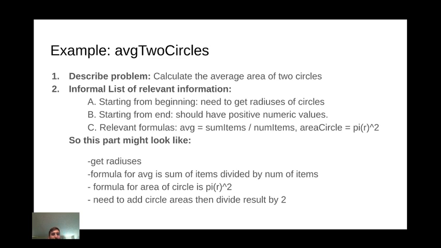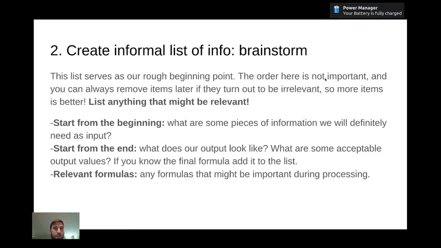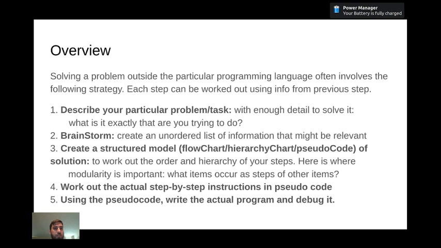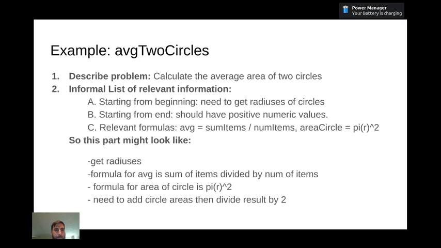Okay, let's take a look at an example of how to do this. So we'll start out. Here's our problem. We want to calculate the average area of two circles. You might want to write this part down. Just take a second and we'll walk through these steps together in this example. You can see where each of these steps are happening. So we want to calculate the average area of two circles. How can we do this?